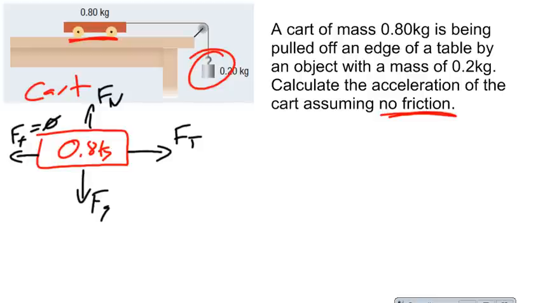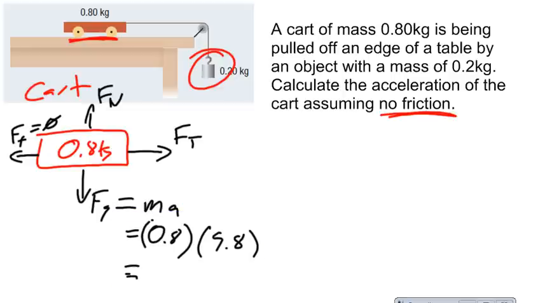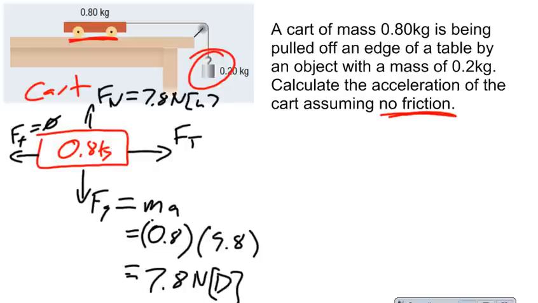What can we start to put numbers to? We can start with the force of gravity. The force of gravity is equal to mass times acceleration. The mass is 0.8, and the acceleration is 9.8. This means the force of gravity in this case is equal to 7.8 newtons down. If the force of gravity is 7.8 newtons down, our normal force has to be equal to 7.8 newtons up, because the cart is neither leaving the surface nor falling through the surface.